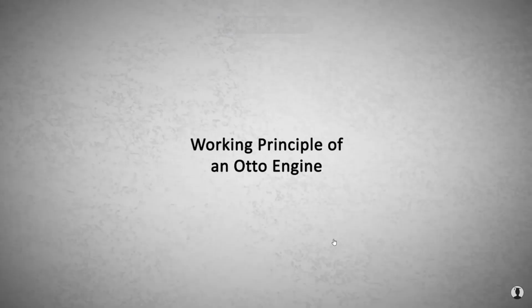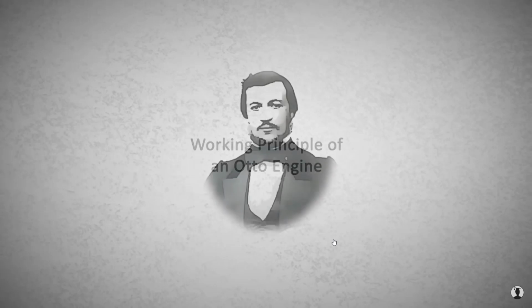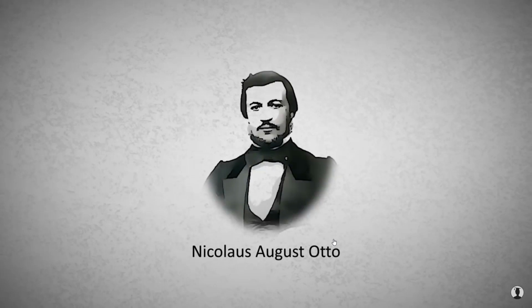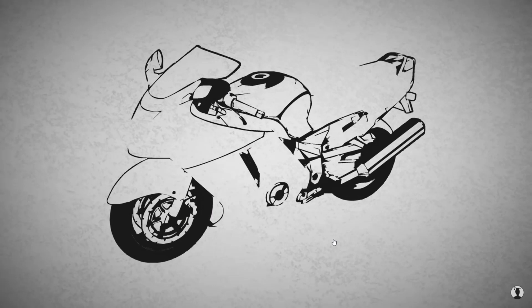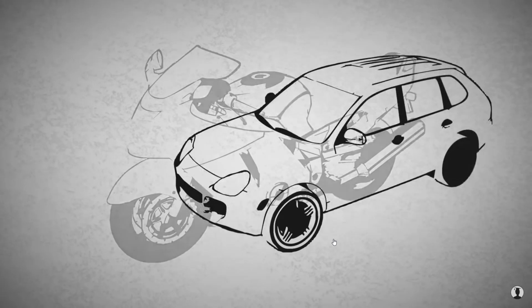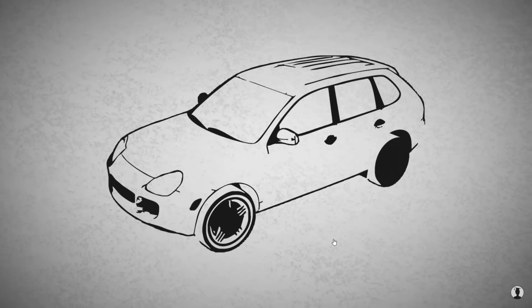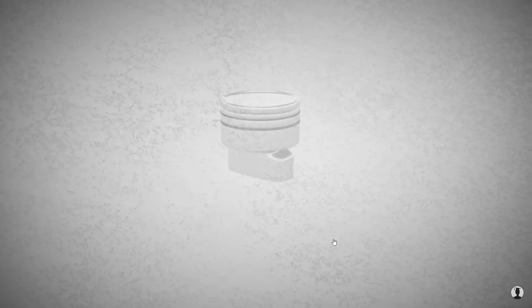The Otto engine is a combustion engine and is considered to be a technological milestone of human history. It was named after its inventor, Nicholas August Otto. Otto engines were used in motorcycles, cars, and other vehicles. This animation explains the Otto engine as a 4-stroke engine.